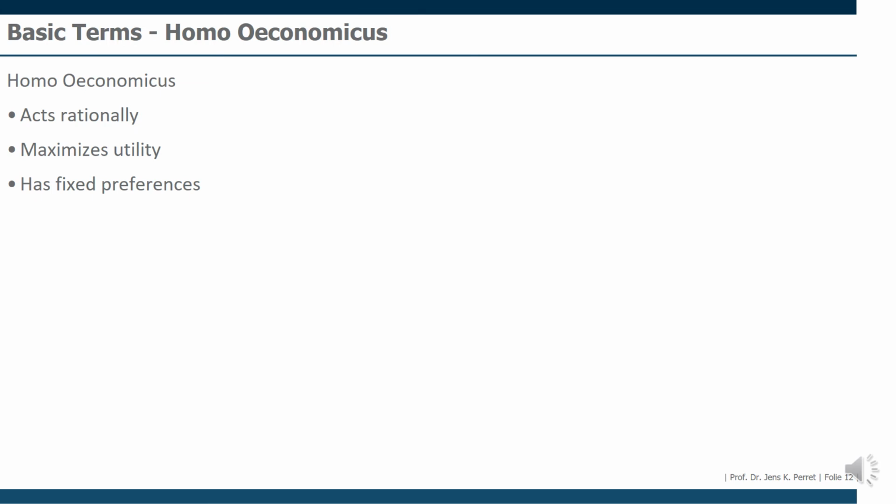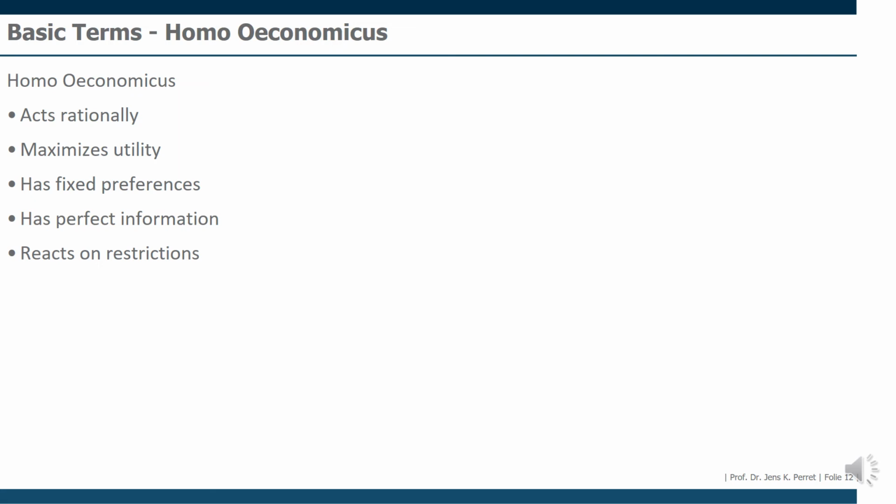So something like advertisements don't work on the Homo economicus because he already knows what he prefers, what are the best choices for him. He has perfect information, so he knows everything. He knows all the prices, so he can actually make perfect decisions. And he reacts to restrictions. In particular, he reacts to his budget restrictions. So the Homo economicus never consumes more than he can actually afford.